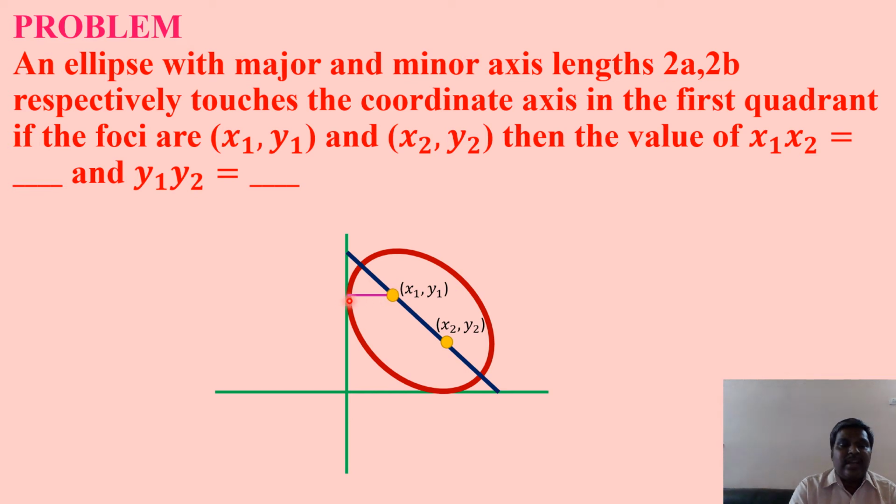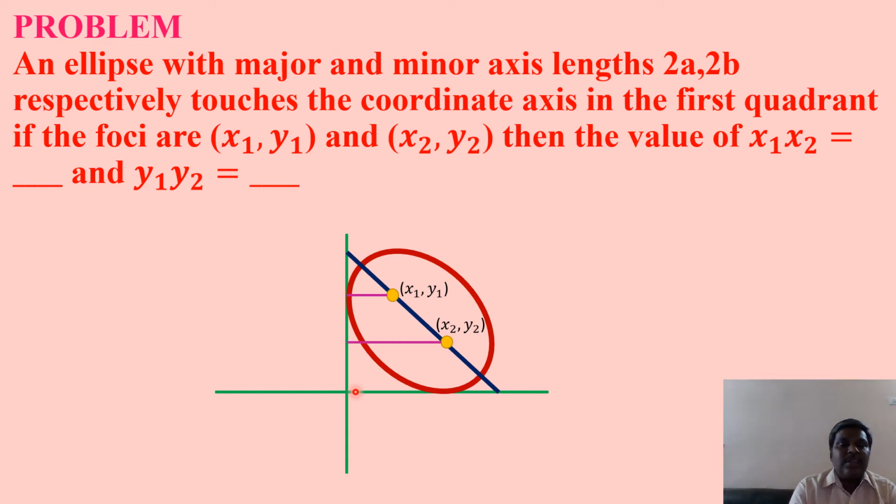We draw the perpendicular from the point to the y-axis. What is its length immediately? The distance from here to here is x1. So its distance is x1. Similarly, you draw the perpendicular from here to here. That gives x2. What are these two distances? These are the perpendicular distances from the foci to the tangent. Perpendicular distances from this focus as well as this focus to this tangent. Is the y-axis a tangent or not? This is the tangent to the ellipse. So similarly, this is the distance x2.